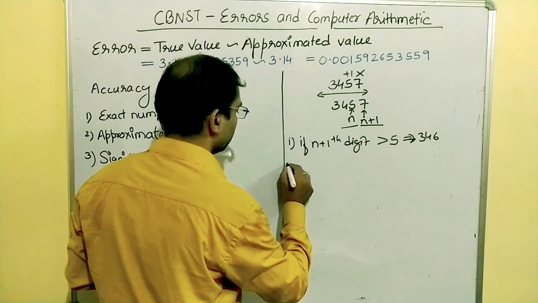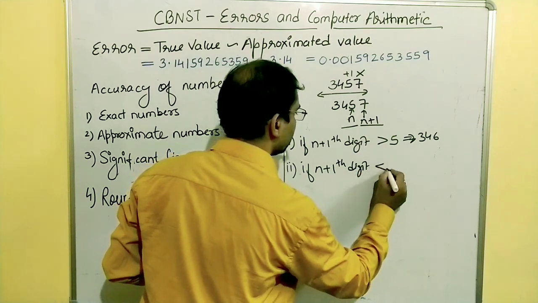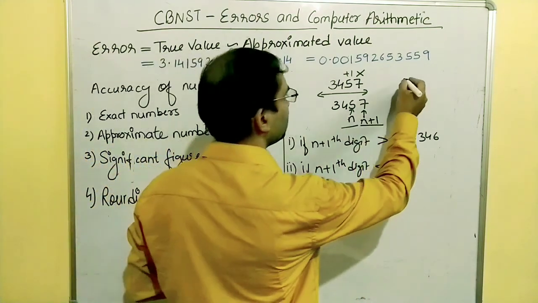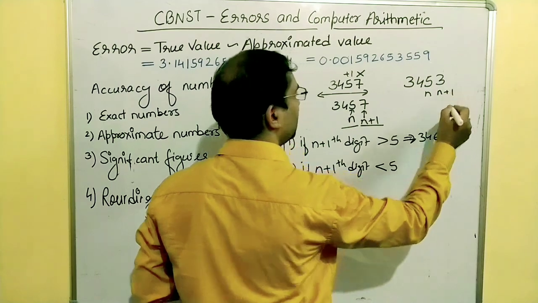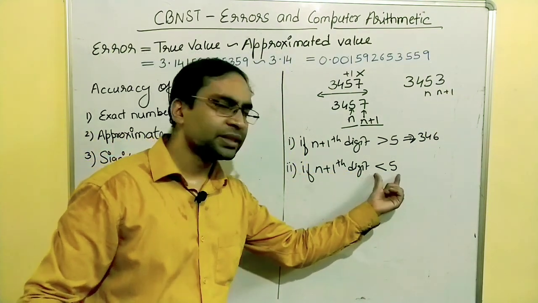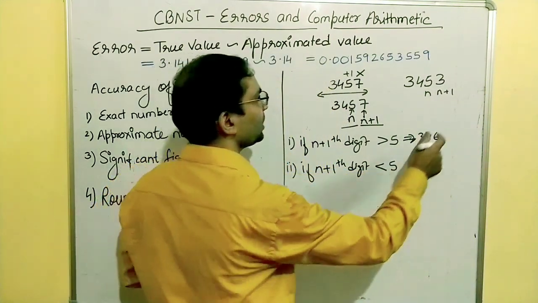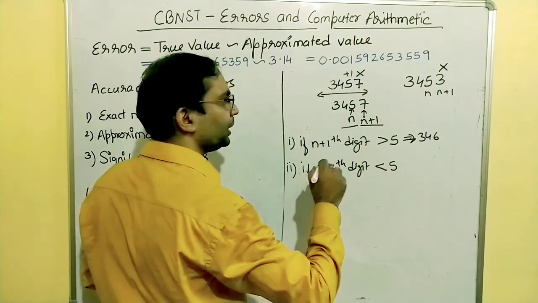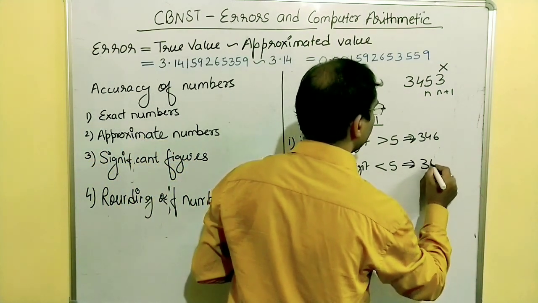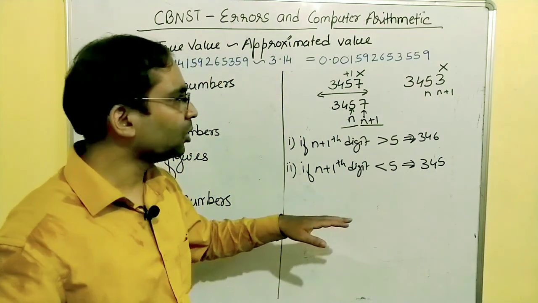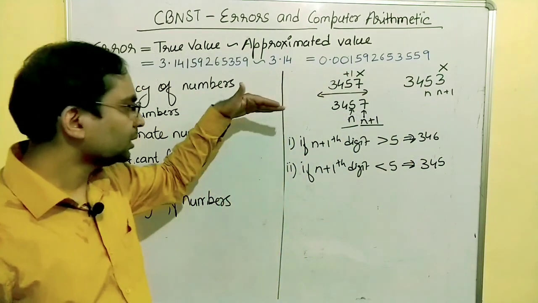Now the second case, if the n plus 1th digit is less than 5. So let's consider another case. Let's say it is 3, 4, 5, 3. So here this is the nth digit and this is the n plus 1th digit. Now if the n plus 1th digit is less than 5, as in this case you can see 3 is less than 5. In that case, we will simply eliminate this digit and we will not do anything to the nth digit, that will remain as it is. So the result will be 3, 4, 5. Right? Why this? Because we simply eliminate the n plus 1th digit and the rest we keep as it is. So this is the second case.